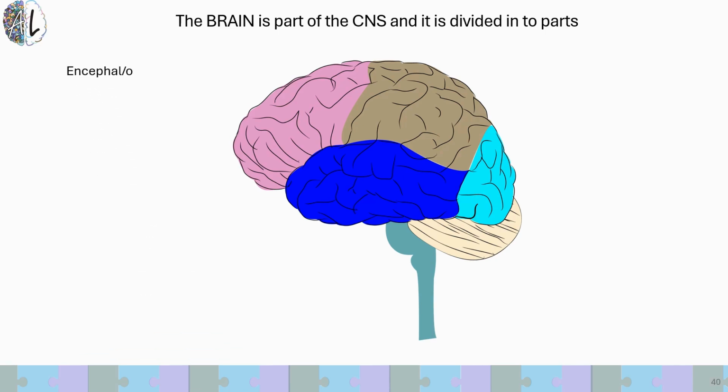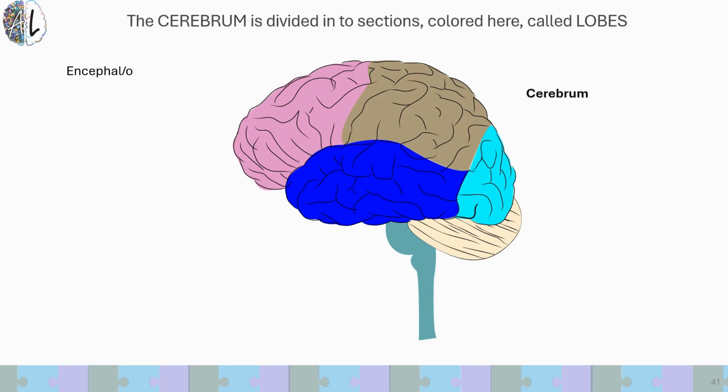We have a new root term here, encephalo, which refers to the brain. Oftentimes, you will also see the term cerebro or cerebrum referring to this upper portion of the brain. In this picture, it's the portion towards the very top in these four colors: the pink, the brown, the teal, and the darker blue. That portion that we often associate with the wrinkly part of the brain, we can use two terms for, either encephalo or cerebro or cerebrum.